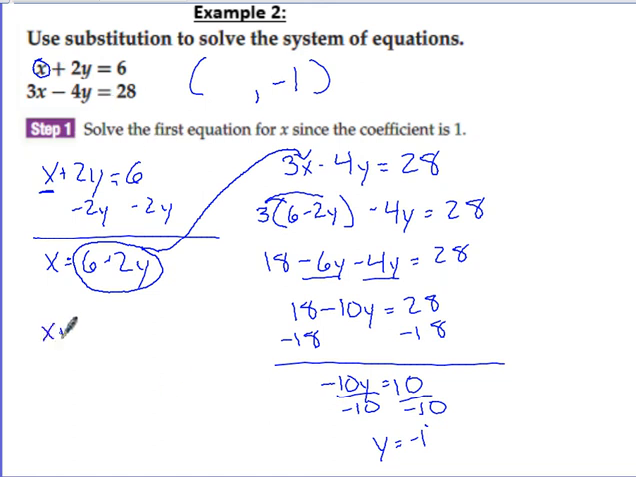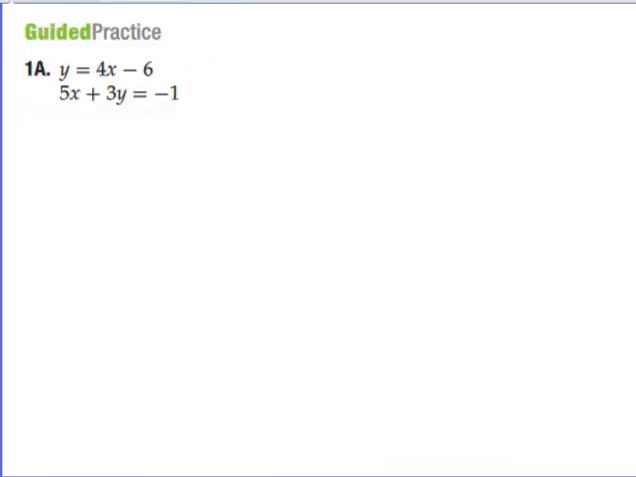So I have x plus 2 times negative 1 equals 6. 2 times negative 1 is negative 2, so x minus 2 equals 6. If I add 2 to both sides, x is equal to 4. So my solution is 4, negative 1. And again, we're going to check these either by plugging 4, negative 1 into both equations and making sure I get a true statement both times, or if you want to graph it on your calculator and have your calculator find the intersection, you can check it that way as well.